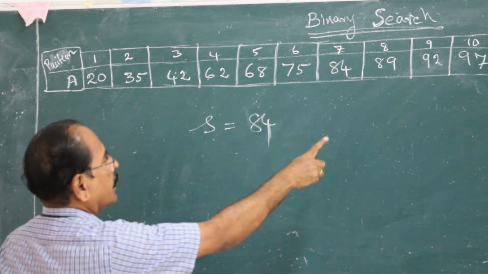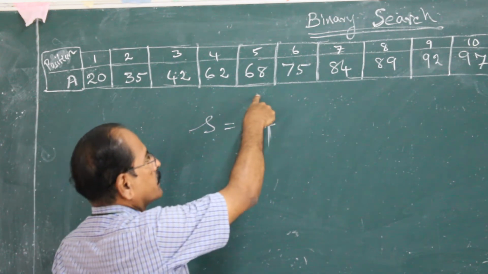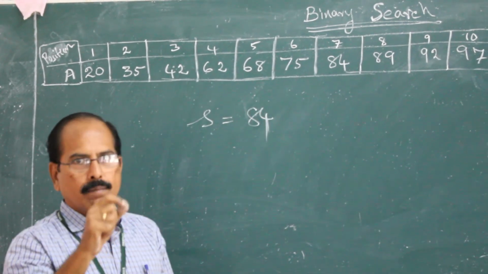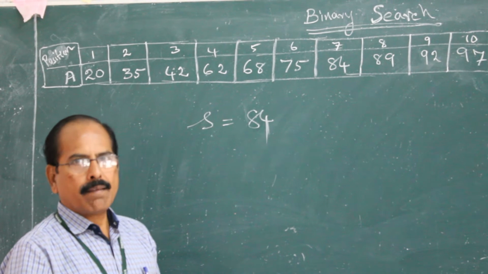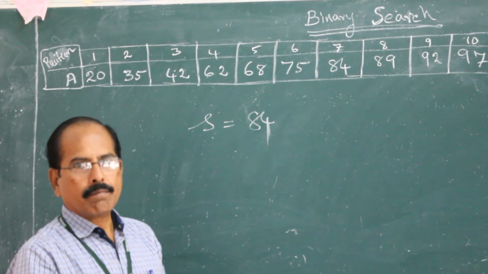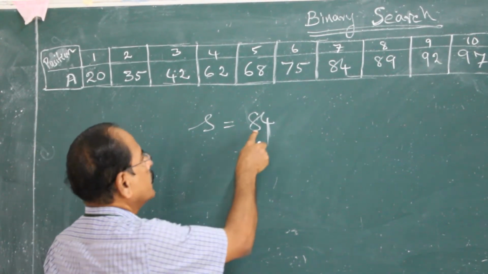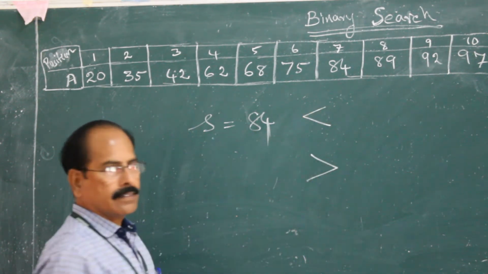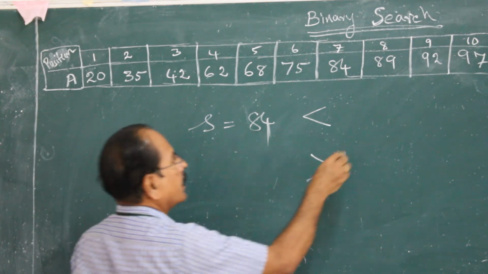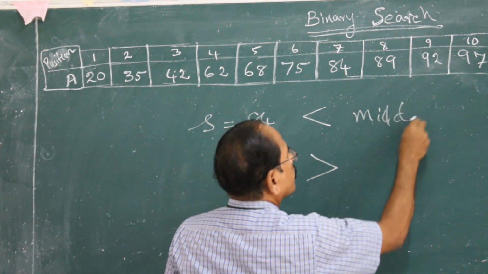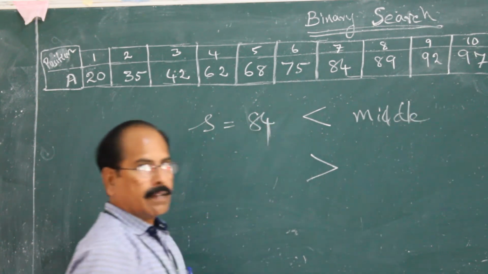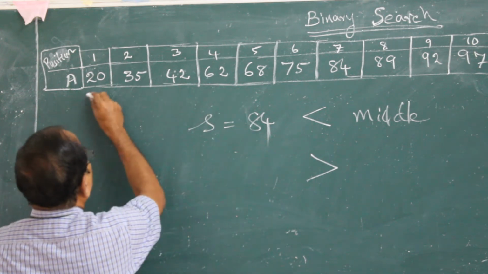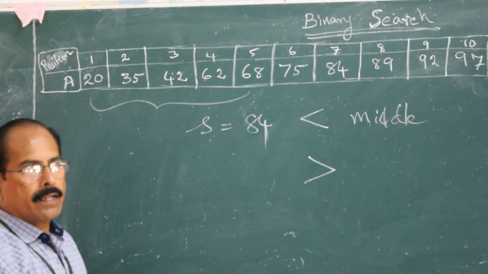Here 10 elements are there. So let us see which one is the middle position. Then the middle position element is compared with the searching element, whether both elements are the same or not. If it's the same, then no problem. If it's not the same, then we have to check whether the searching element is lesser or greater than the middle element. If it is lesser than the middle element, then the searching element will be available only in this position.